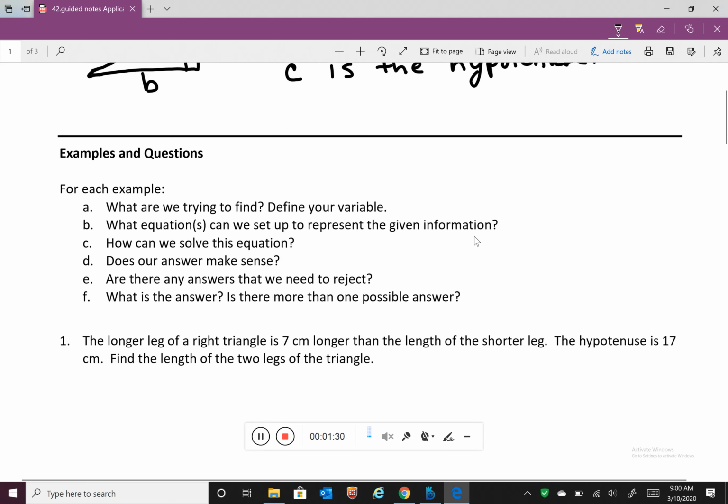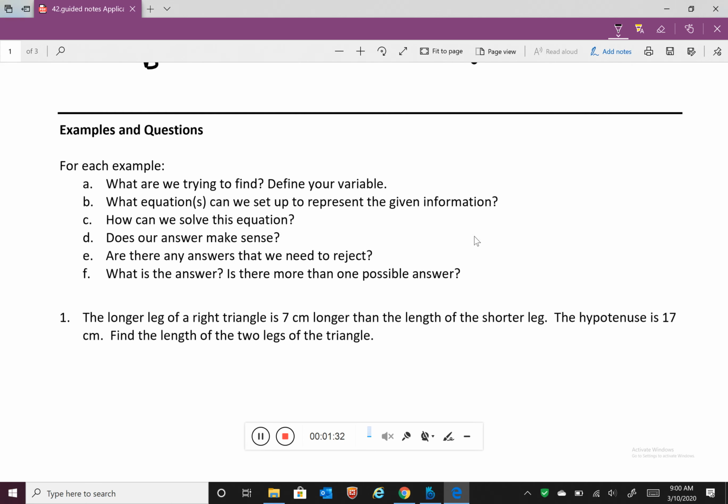So we've looked at our steps for solving our quadratic equations that are going to be involving our Pythagorean theorems from type 1 problems. So we're going to be figuring out what we're trying to find, defining our variable, setting up our equations, figuring out how to solve it, making sure it makes sense, figuring out if we have to reject anything, and then making sure that you're actually answering the question.